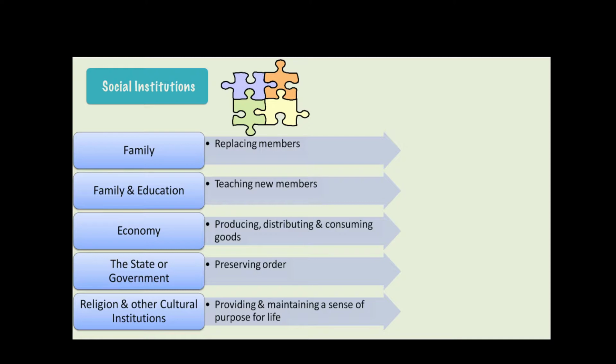Third, producing, distributing, and consuming goods and services. All societies must provide and distribute goods and services for their members. In terms of social institutions, we identify the economy as the institution that supports that. Fourth, preserving order. Every group or society must preserve order within its boundaries and protect itself from attack from outside. As we've noted in more recent times, government and military are important elements of the social institutions that contribute to that.